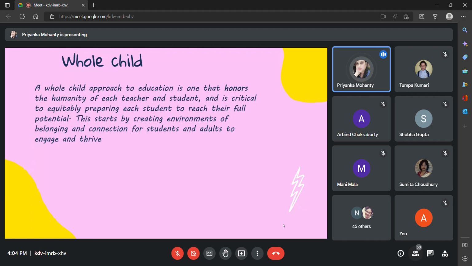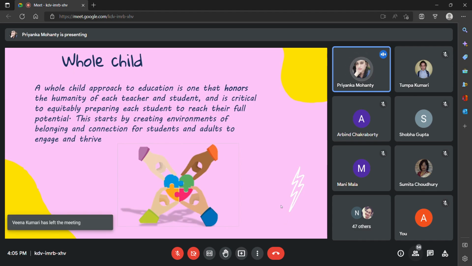A whole child approach to education is one that honors the humanity of each teacher and student, and is crucial to equal preparation for each child to reach their full potential. To start, we create an environment of belonging and connection between students and adults.